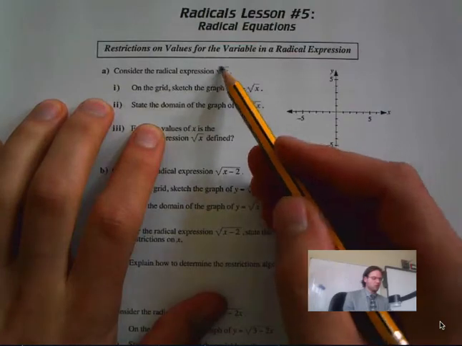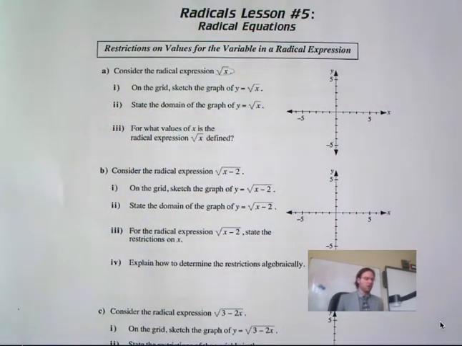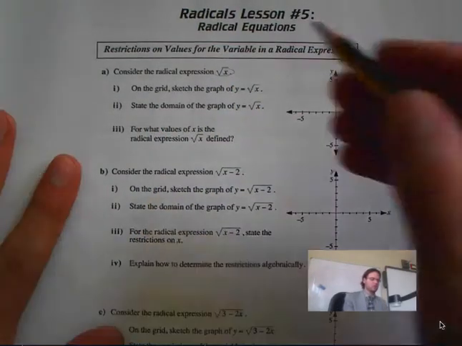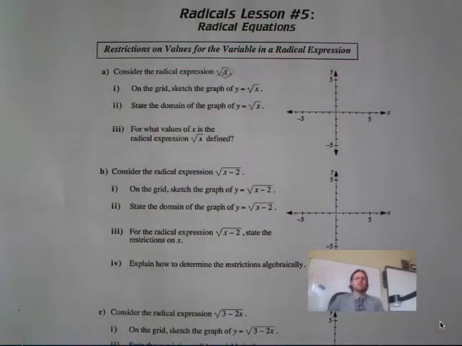Consider the radical expression square root of x. I'm going to start this way and help you through this. If x is negative 3, what's the square root of negative 3? Or what's the square root of negative 4? I know the square root of 4 is 2, but what's the square root of negative 4? What number multiplied by itself gives us a negative? That's impossible. We cannot find that.